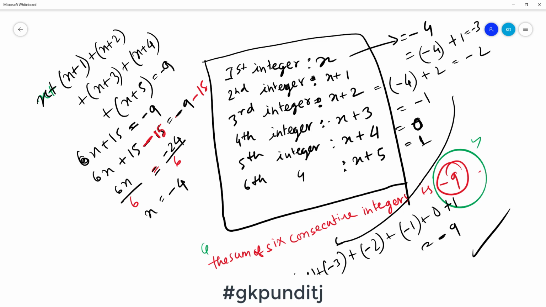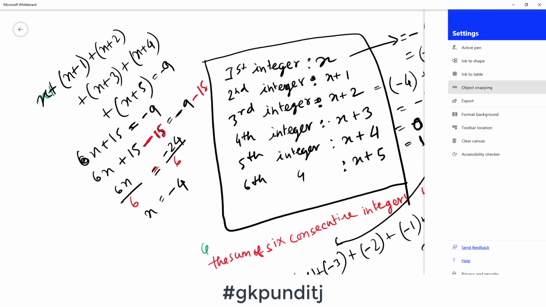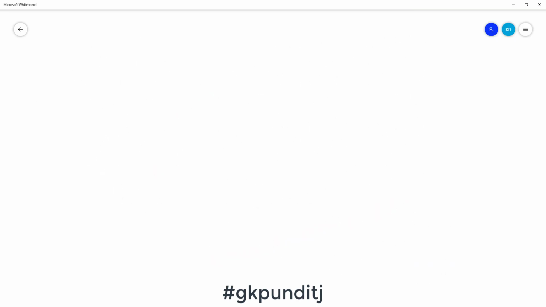Now, so that you can clearly understand, please write down this. And now I'm clearing all of this stuff. Okay, now take another example.